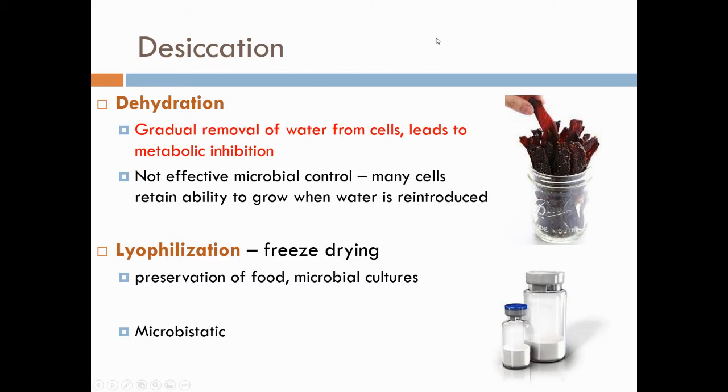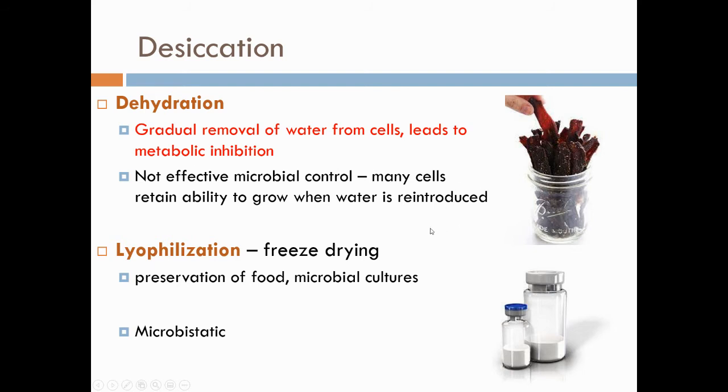Desiccation is dehydration. I gradually remove all of the water from cells. Without that water, I've inhibited metabolic activity, because metabolism, the sum total of all the chemical reactions in a cell, those chemical reactions take place in an aqueous solution in the cytoplasm of the cell. So this is great. This is beef jerky, dehydration, food dehydrators. They can inhibit that growth, but it's not really effective for a control mechanism for microbes because many of them, once water is reintroduced, they can grow again.